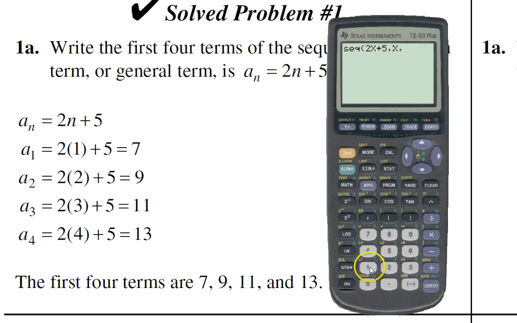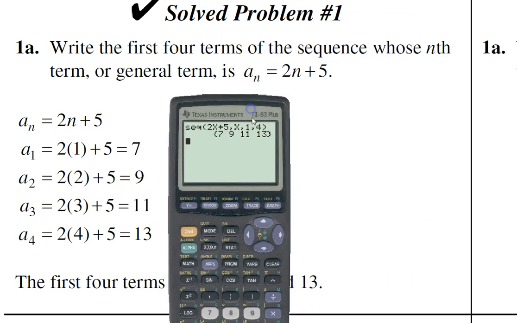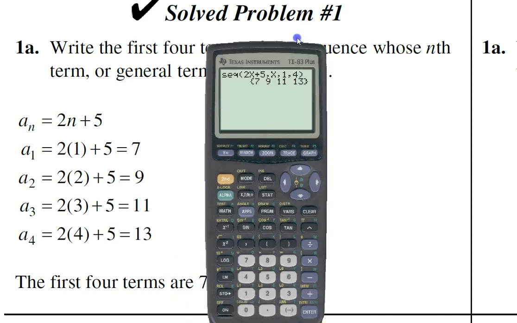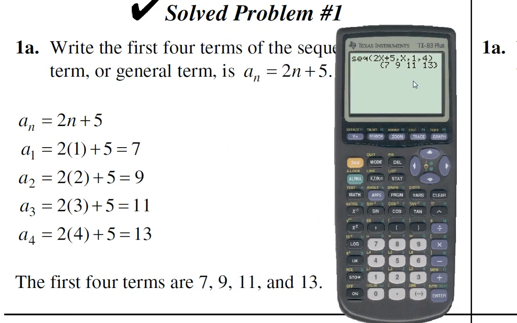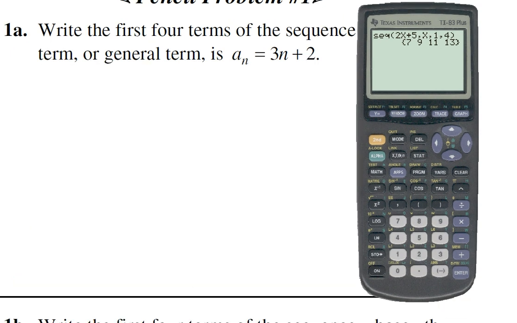And you want from the first term going all the way up to the 4th term. Close parentheses, enter. See, your first 4 terms: 7, 9, 11, 13. Now if you want to have more than the first 4 terms, you can go ahead and do more than the first 4 terms.